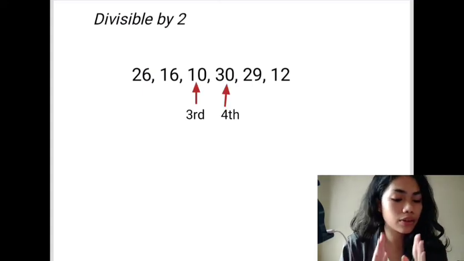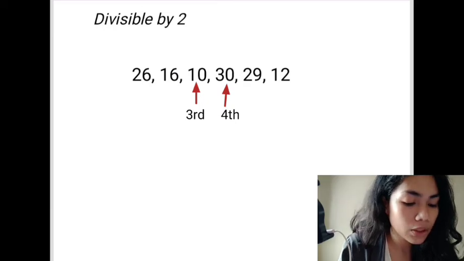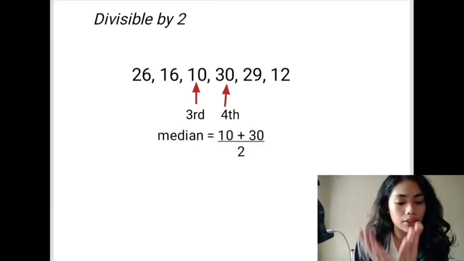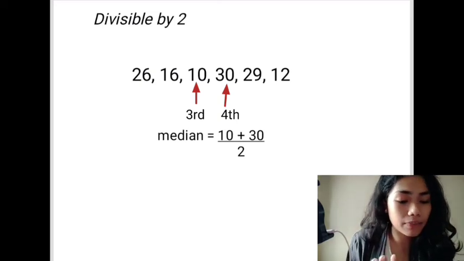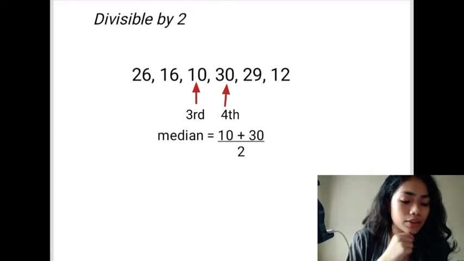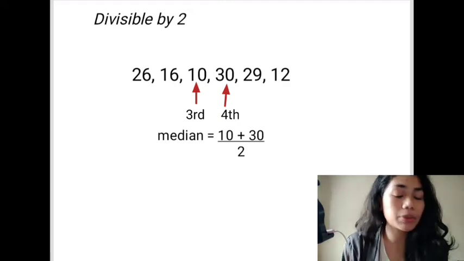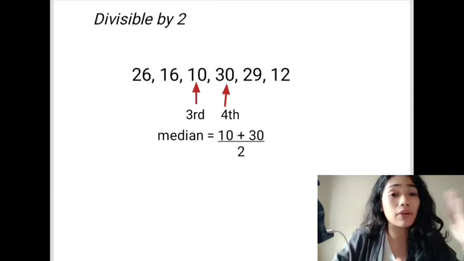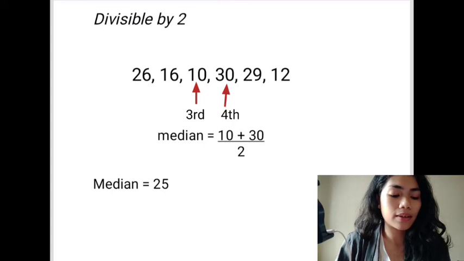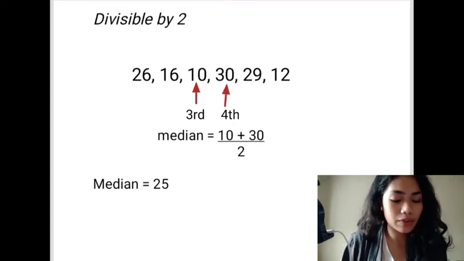the 10 and 30. So, what are we gonna do? We're gonna add them. This is the formula to get the median for the even number. 10 plus 30 divided by 2. 10 plus 30 equals 40. 40 divided by 2 equals 20. And our median is 20.